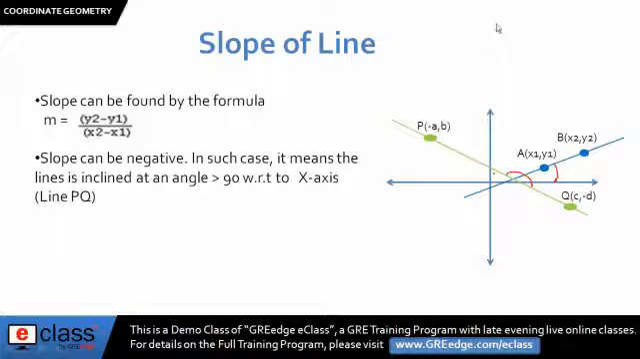Nitya, if theta is less than 90 degrees, if theta increases, then the angle will increase, and the slope will increase. But if theta is greater than 90 degrees, then it will be opposite. If theta increases, then the slope will decrease. You got the point, Nitya? Others are clear with this? The slope concept?